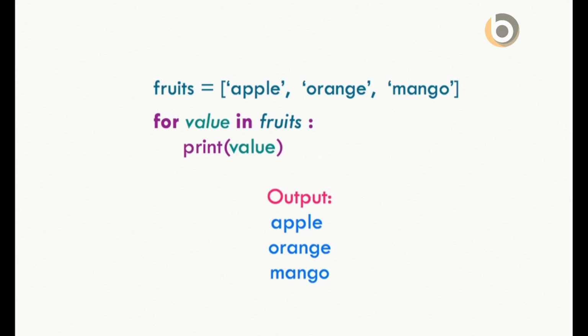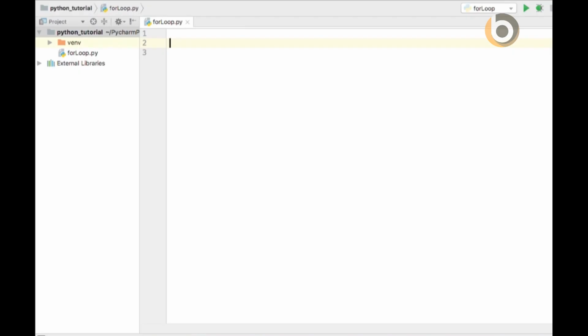Now let's jump into the code editor and write some code. Okay, let's start with example 1. In this example, I will make a list and then we will iterate through every element of that list using a for loop. So I will create a list. I will name it fruit. It will contain some elements like mango, apple, and orange. So let's make a for loop.